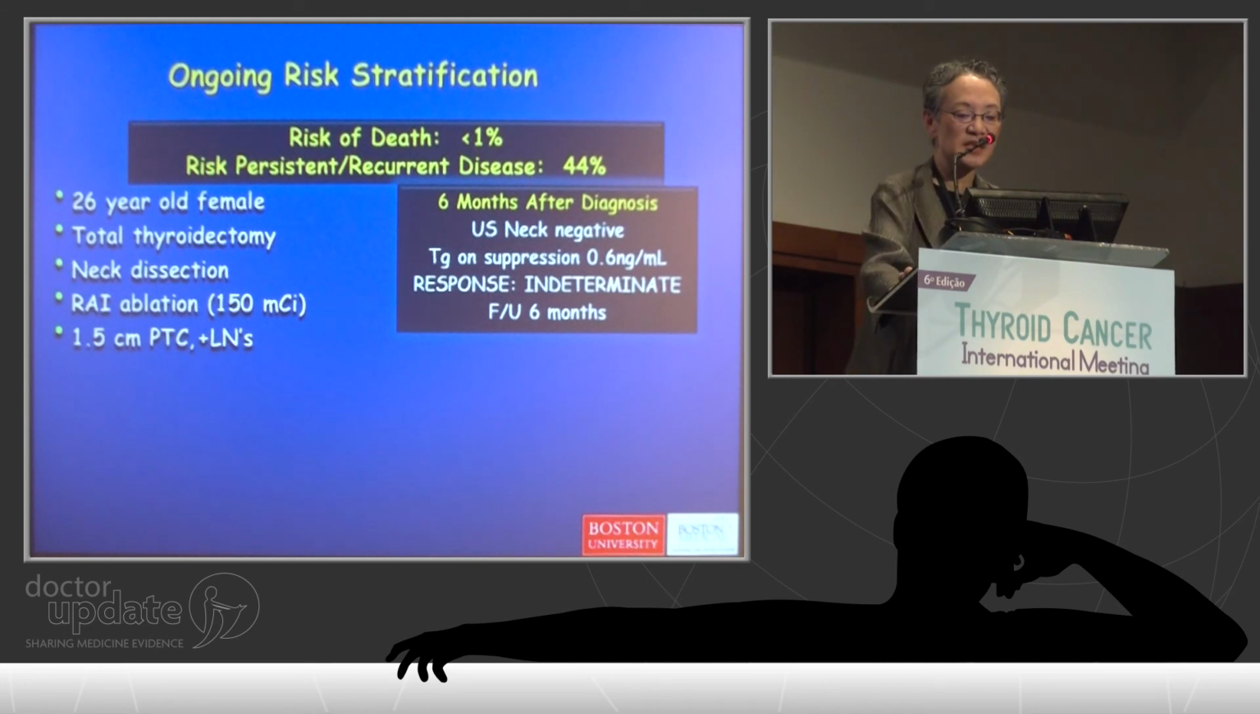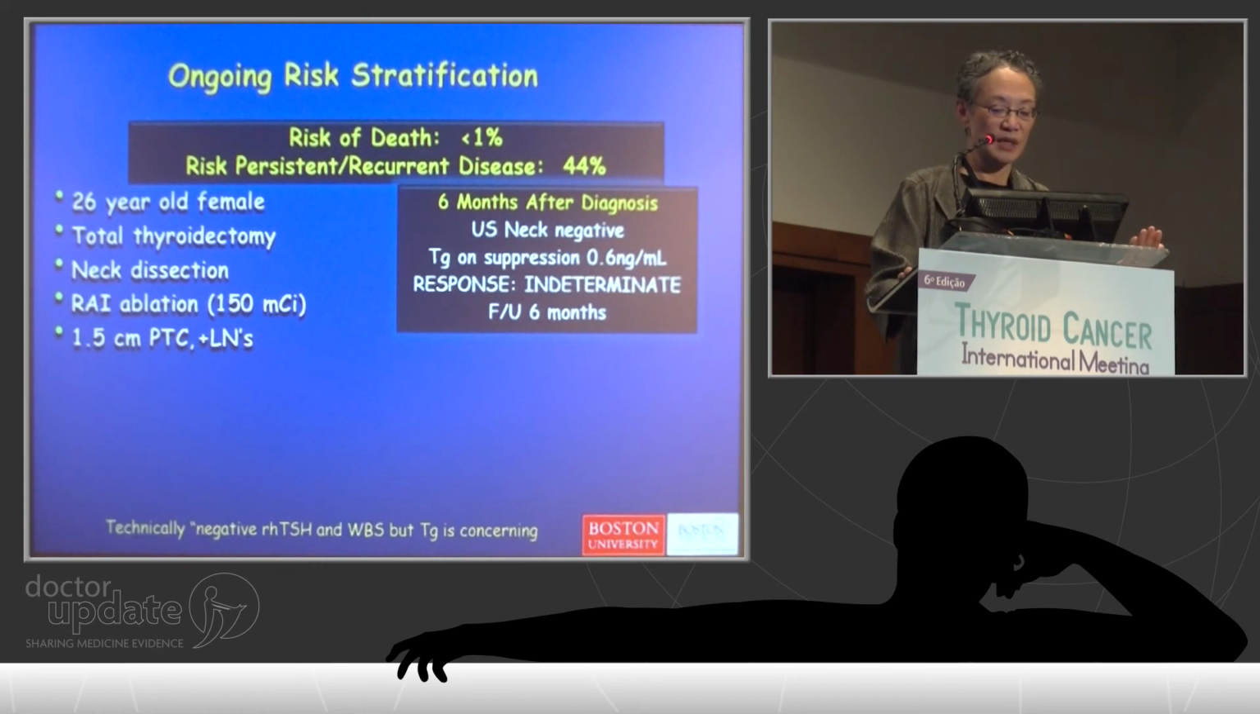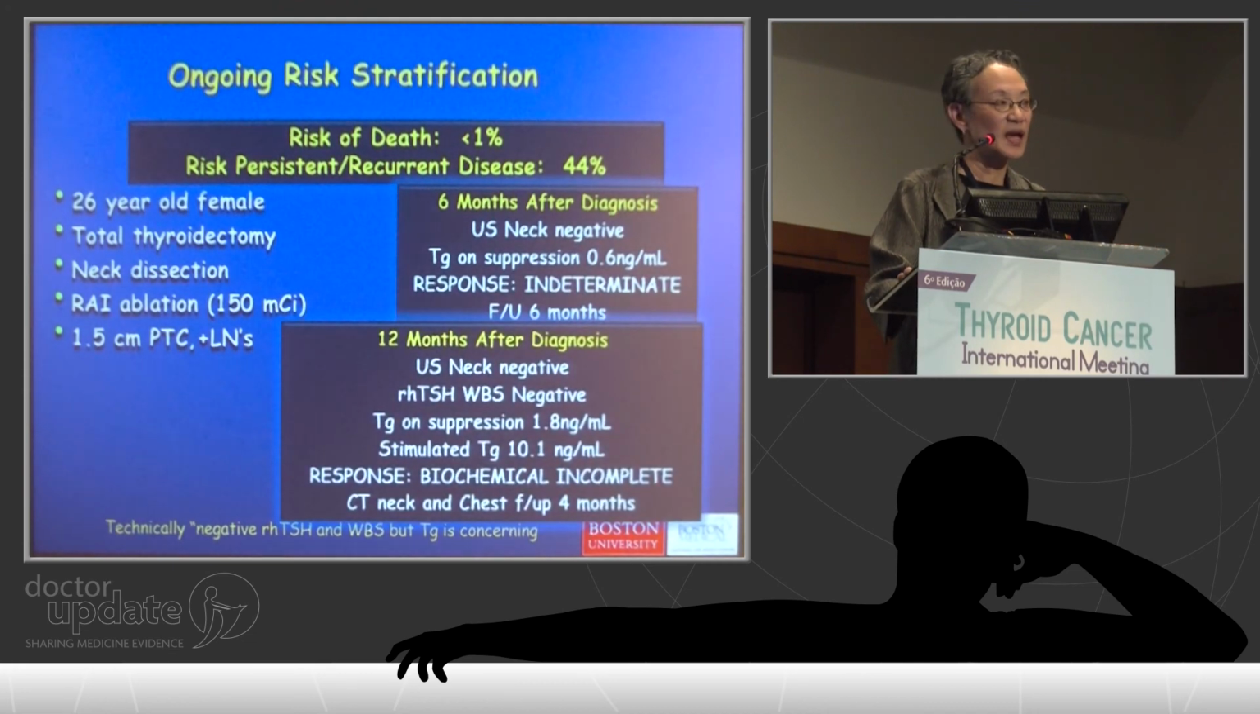So after 6 months, she has a TG of 0.6, so it's measurable but less than 1. So she has an indeterminate response, and my response to that is this: instead of seeing her in a year, I'm going to see her in 6 months, and I'm also going to keep her TSH a little bit on the low side. On the other hand, after 12 months, her ultrasound's still negative. We do a 1-year stimulated whole body scan, and it's negative. But now her TG is up to 1.8. Her stimulated is 10. And now we have to upgrade her to a biochemical incomplete response.